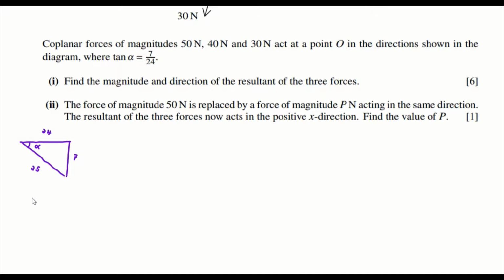So that's why by having this, I already know what my sine alpha and cos alpha are, which means I do not need to know exactly what alpha is. Sine alpha is opposite over hypotenuse, so 7 over 25. Then my cos alpha is adjacent over hypotenuse, so 24 over 25. This is how I get my sine and cos from this information. So now I can move on to find the magnitude and the direction for the resultant force.